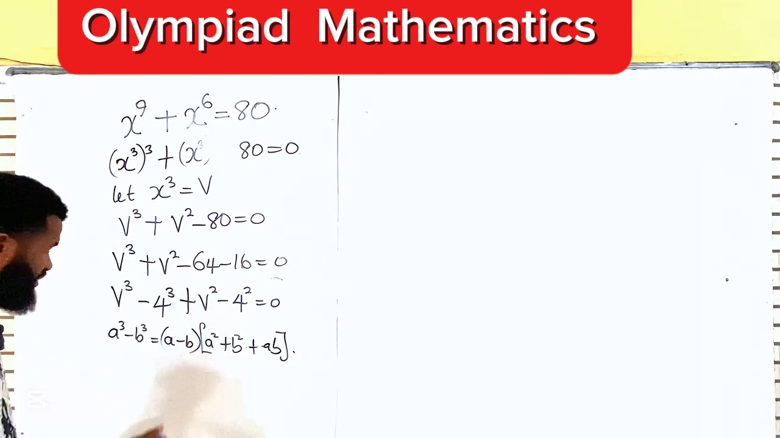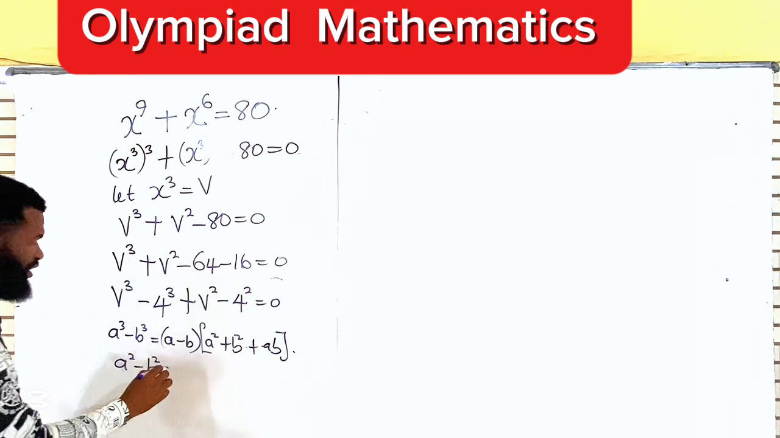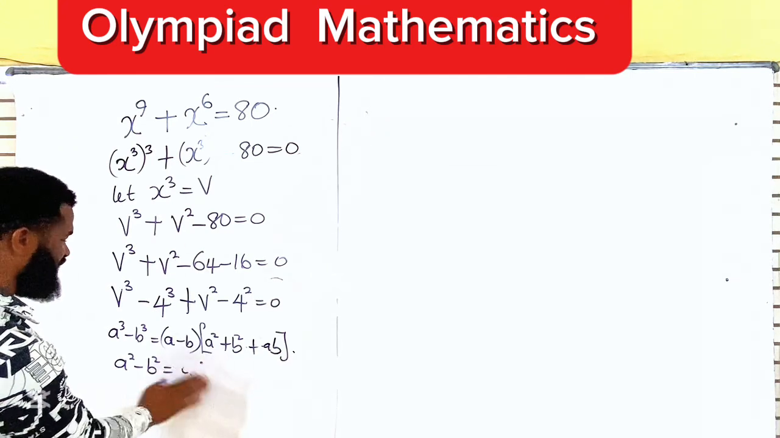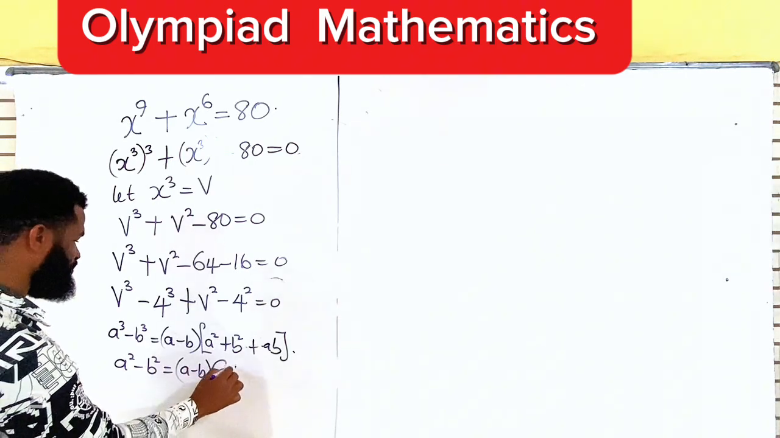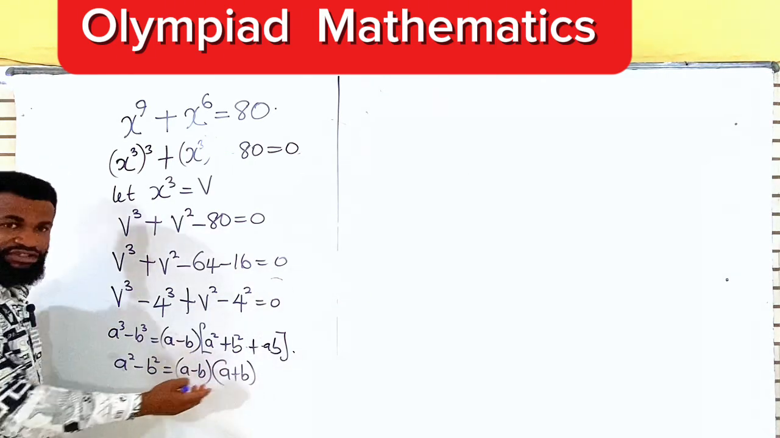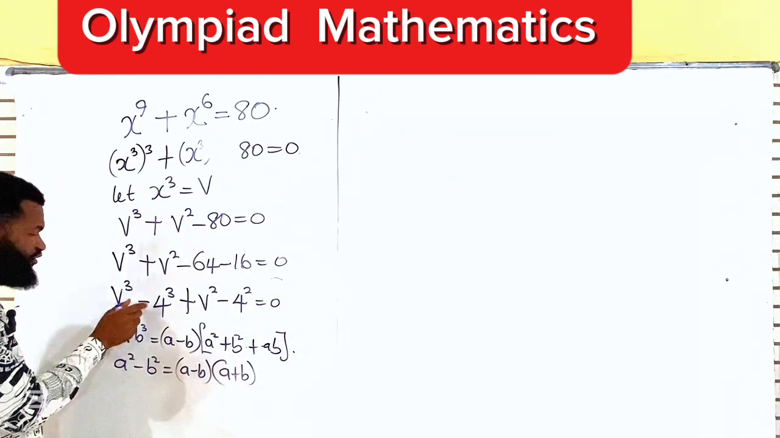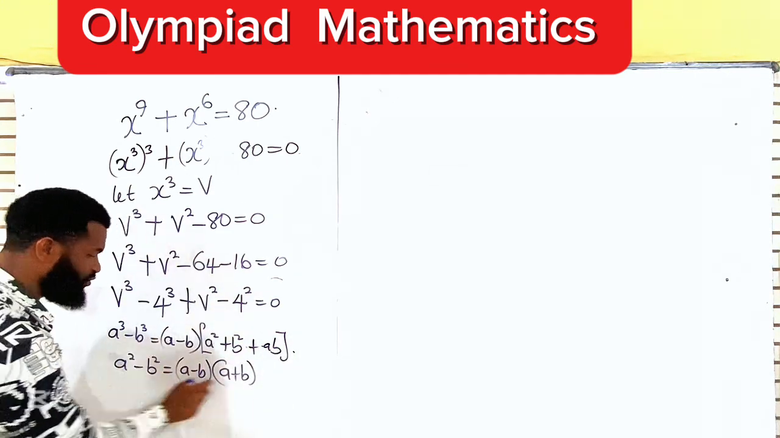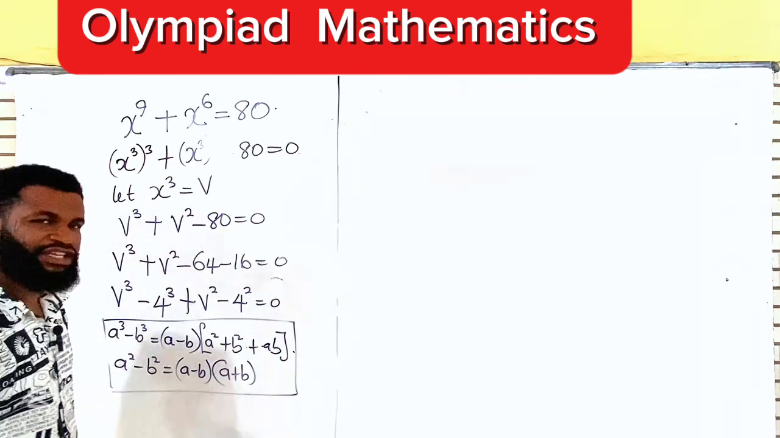Now, difference of 2 squares. If I have a raised to power 2 minus b raised to power 2, I'm going to have a minus b, a plus b. You see the uniformity I've been creating. All right, so at this point, I am going to substitute it in this formula to see what I'm going to make of it. Let's keep going.